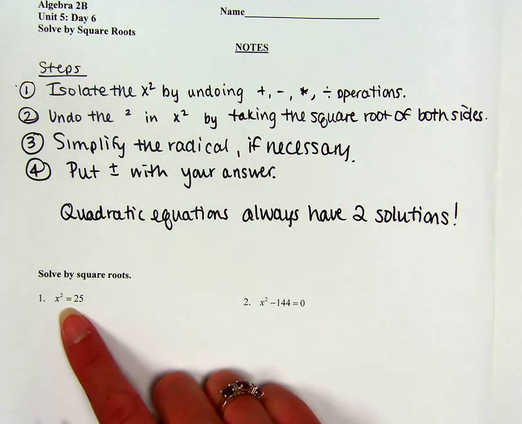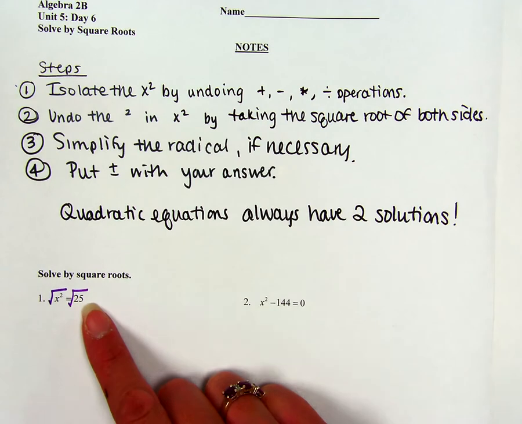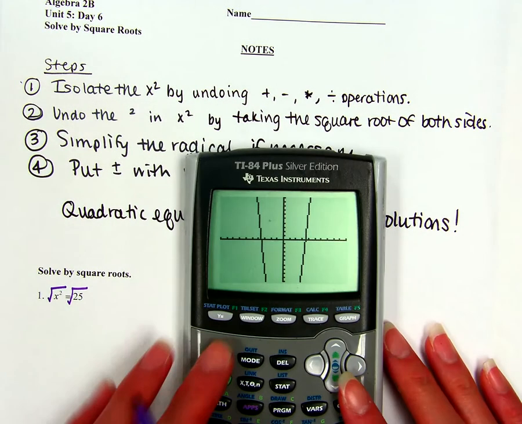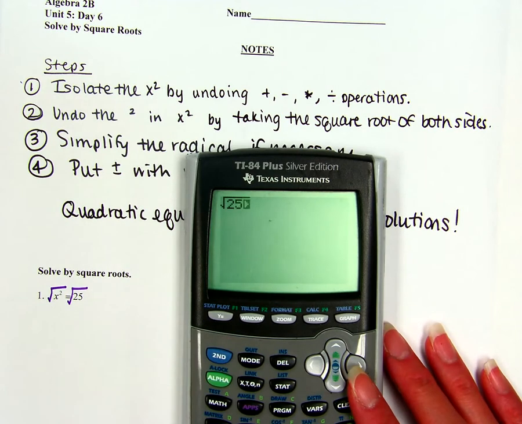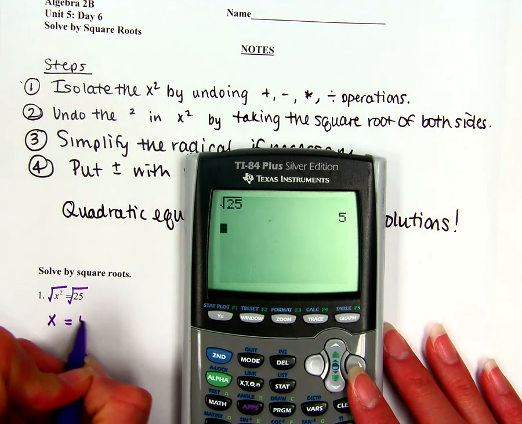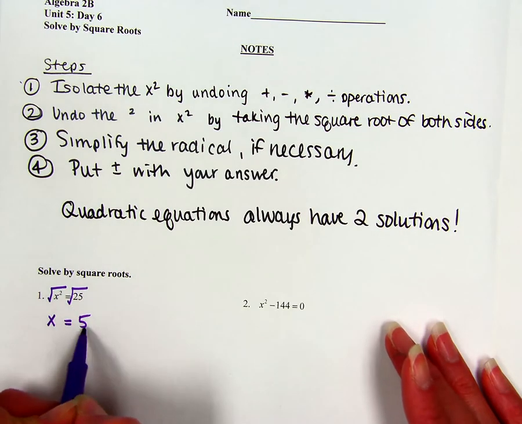To undo a square, the opposite or the inverse operation of a square is to take the square root. So I'm going to take the square root. If you need to figure out what the square root of 25 is, or if you don't know it, go to your calculator and type in the square root of 25. Well, that's 5. So the answer is x equals 5. The square root of x squared is just x, and the square root of 25 is 5.